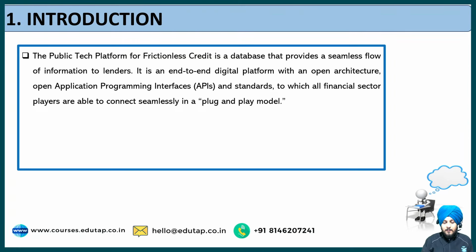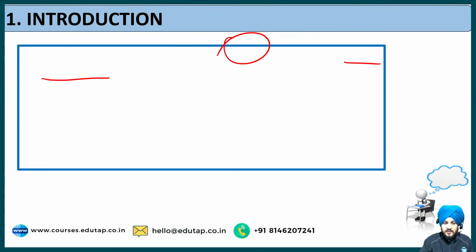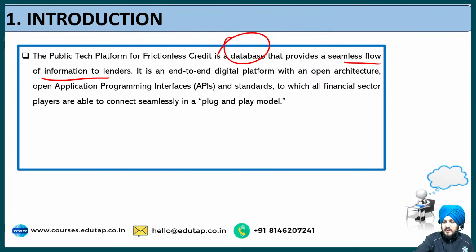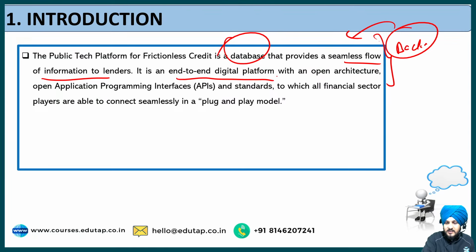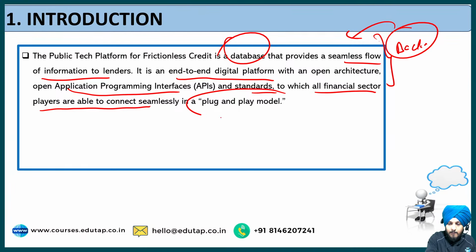So the public tech platform for frictionless credit is a database that provides a seamless flow of information to lenders. Since the question is asking about this platform, we are writing the background of this whole topic so that we can write an introduction in a better manner. So we are starting with what this whole platform is. It is an end-to-end digital platform with an open architecture, open application program interface and standards to which all financial sector players are able to connect seamlessly in a plug and play model.